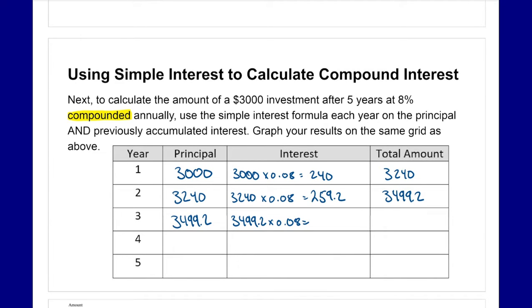So we find 8% of that, 279.94. We add that to our principal, or what we've earned over the last 2 years. We get a total amount of $3,779.14. Again, that becomes our new total amount for the next year. So again, hopefully we see how it's different.